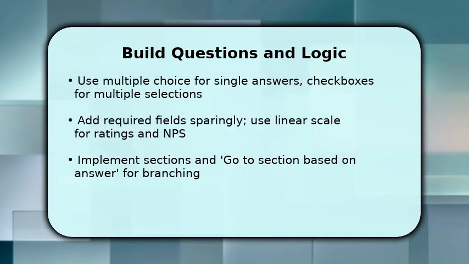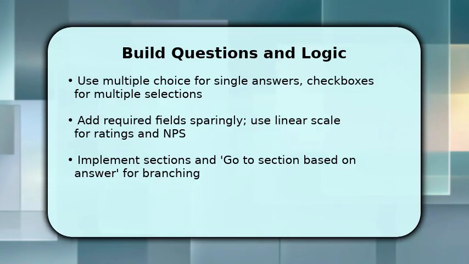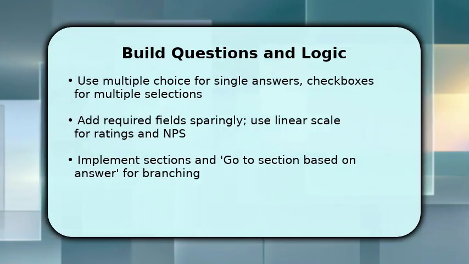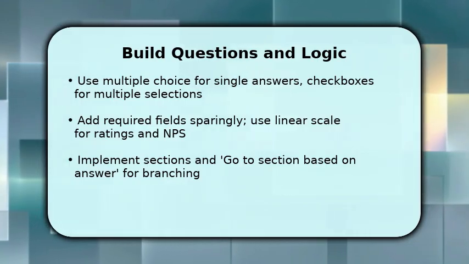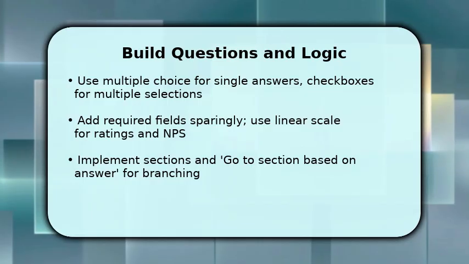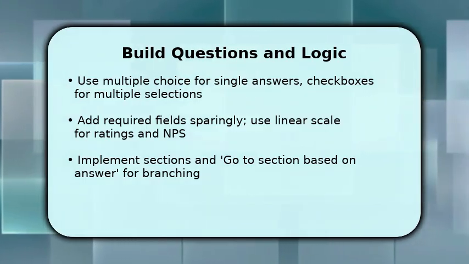Make demographic questions optional to reduce friction. Then add sections to group themes and apply branching with go to section based on answer so respondents skip irrelevant items. Also use validation for numbers or email formats. As you progress, preview frequently to catch wording or flow issues.